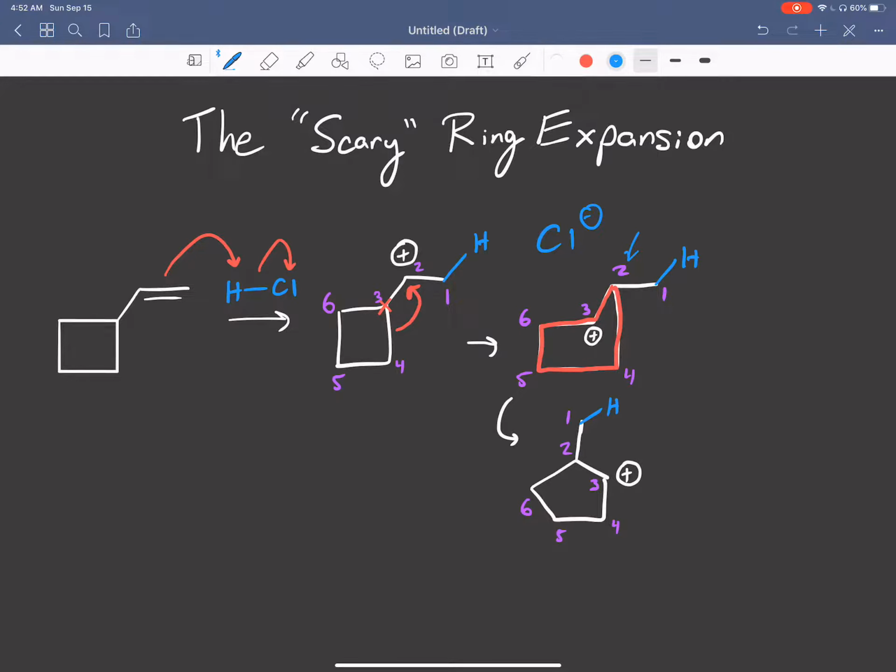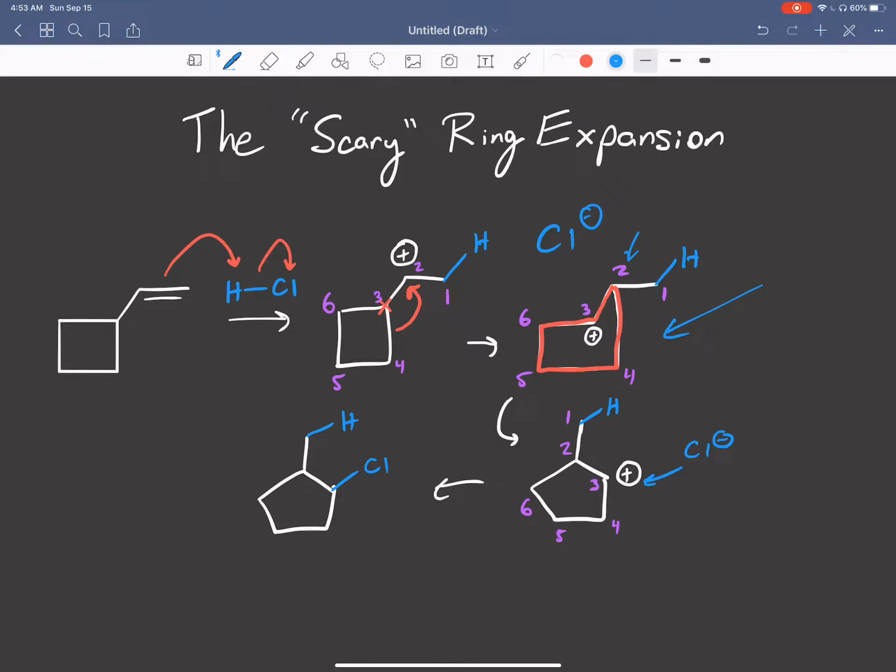All right, and it's a good idea to get into the habit of maybe trying to draw the ugly way, like I did it over there, just so it can help you guys get used to the actual movement of the bond. Okay, and then now at this point, the chlorine is going to come in and attack that carbocation. So we're going to be now left with this as our final answer. Right, that is the final answer of that question, that reaction.